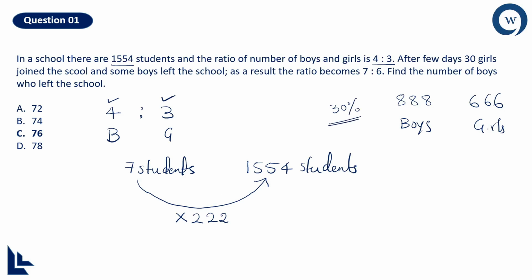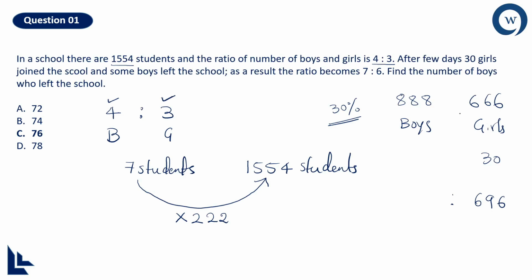Now what is next? After few days, 30 girls joined the school and some boys left the school. Girls are 666, now 30 more joined them. Now their total count will become 696. And some boys left the school, but I don't know how many boys left. As a result, ratio becomes 7:6.